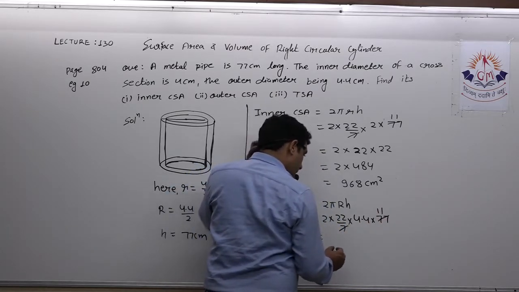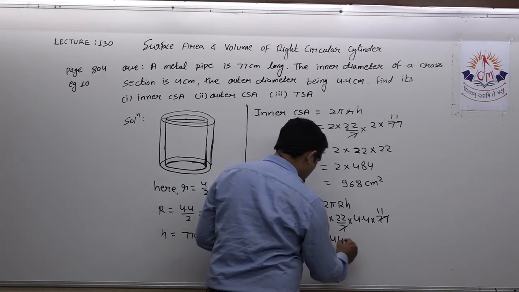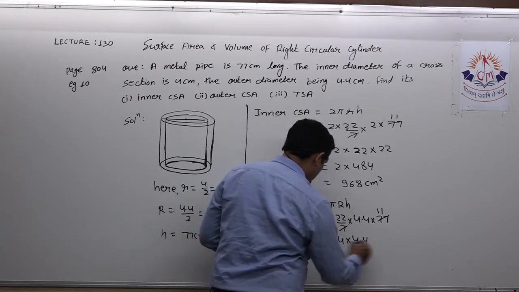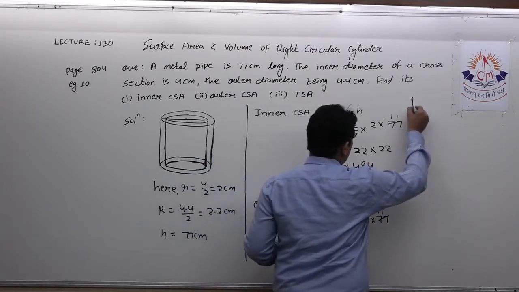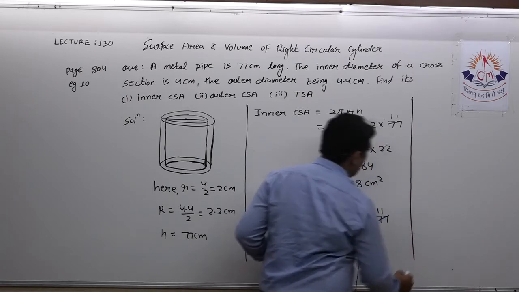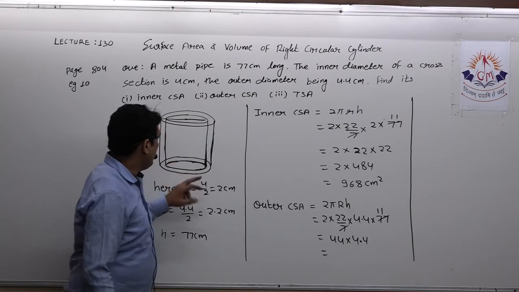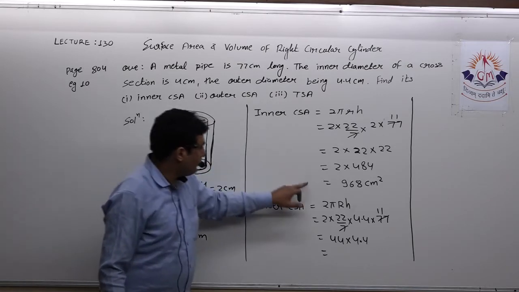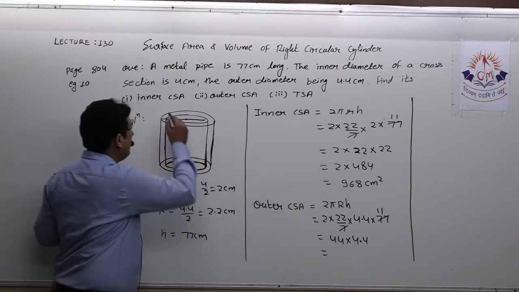Here 44 into 4.4, so that we have to multiply to get the outer CSA, and after finding the outer CSA, next they are asking to find the total surface area. So total surface area definitely includes curved surface area, inner CSA as well as outer CSA as well as area of ring.